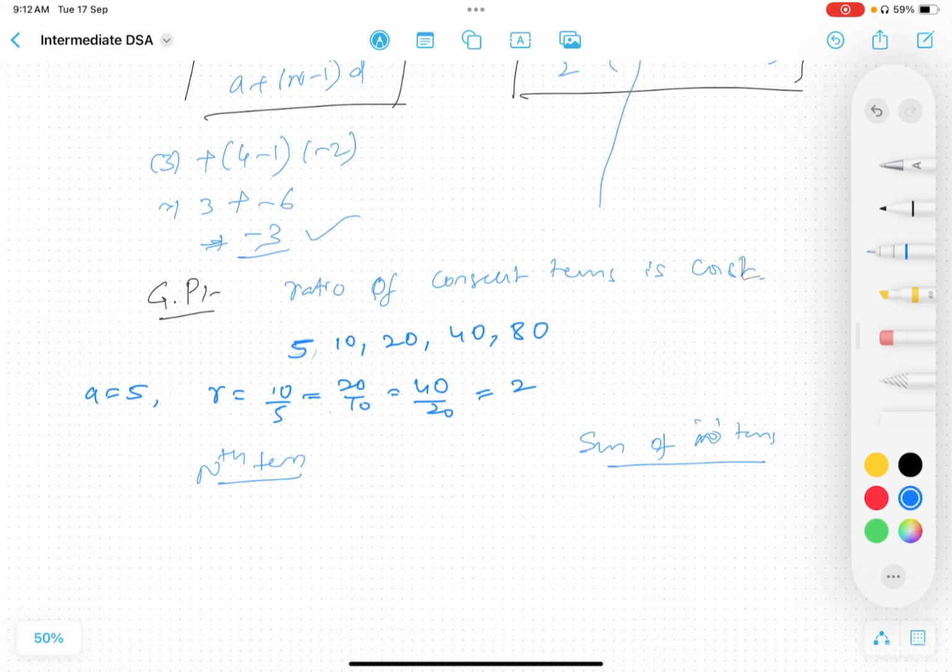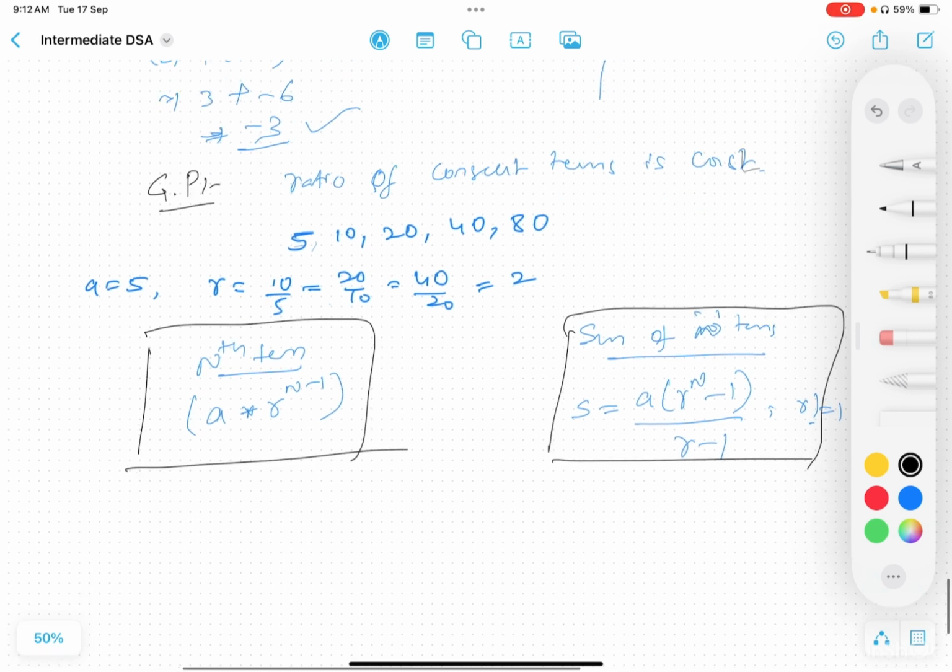The nth term would be a into r power n minus 1. You can try this out, how we substituted for AP. And the sum of n terms would be a into r power n minus 1 by r minus 1, where r is not equal to 1. r is not equal to 1. Yeah, this is pretty much about AP and GP.